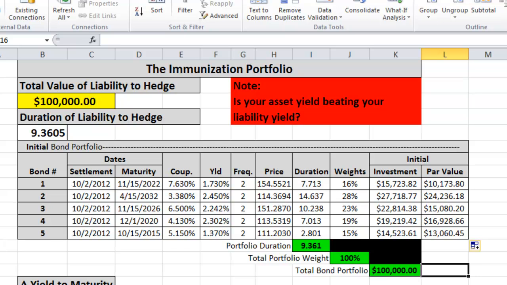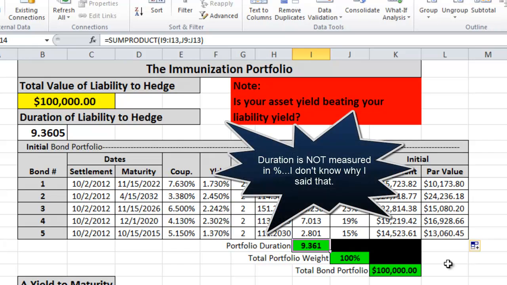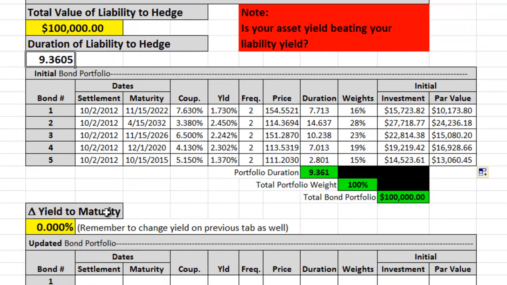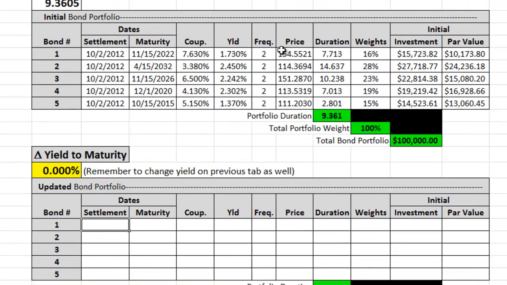Now what I want to try to show you is this. You've created a portfolio that has a duration of 9.361%. It should be almost precisely identical to your liability. What we're going to do is allow the yield to maturity to slide on us, and I want to show you that the value of your assets is going to increase by almost exactly the amount by which your liability increases.